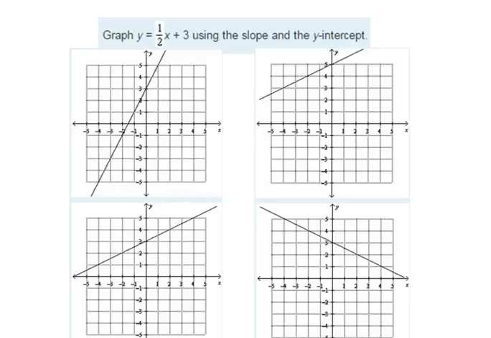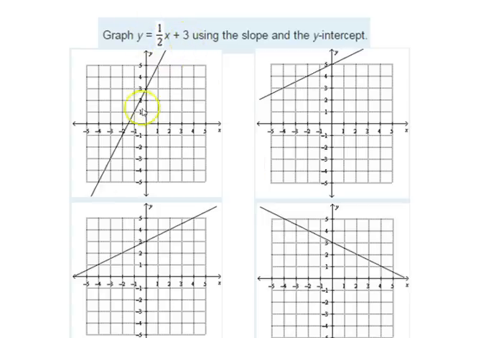Example from Power Standards Quiz 16 here, where we're taking an equation now in slope-intercept form and graphing it. So if we look at this equation here, I know what the y-intercept of this equation is. The y-intercept of this equation is 3, because 3 is in the place of b.